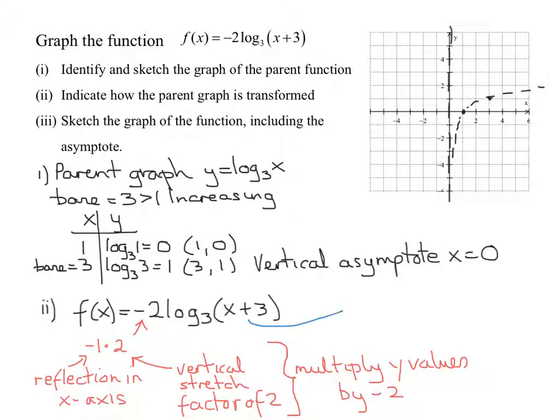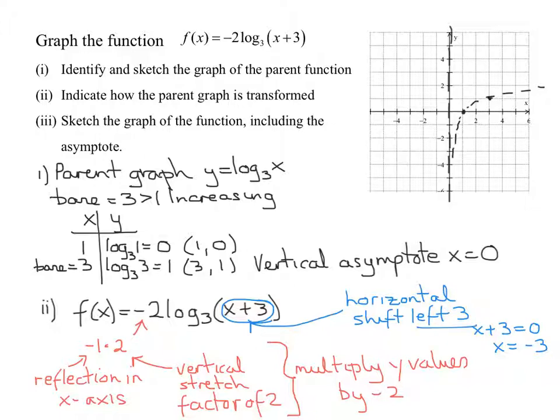And the other thing we need to look at is this +3 inside. It's inside, so it's horizontal. And adding 3 inside is going to shift it left 3. Remember, inside kind of does the opposite of what you think it's going to do. If you're not quite sure where this is going to shift it, set x plus 3 equal to 0, x equals negative 3. That means it's going to shift it to the left 3 units. And remember, we always do our horizontal shifts first, so that means this is going to be done second. And so I'm going to do this in 2 steps, otherwise I think it would be too confusing.